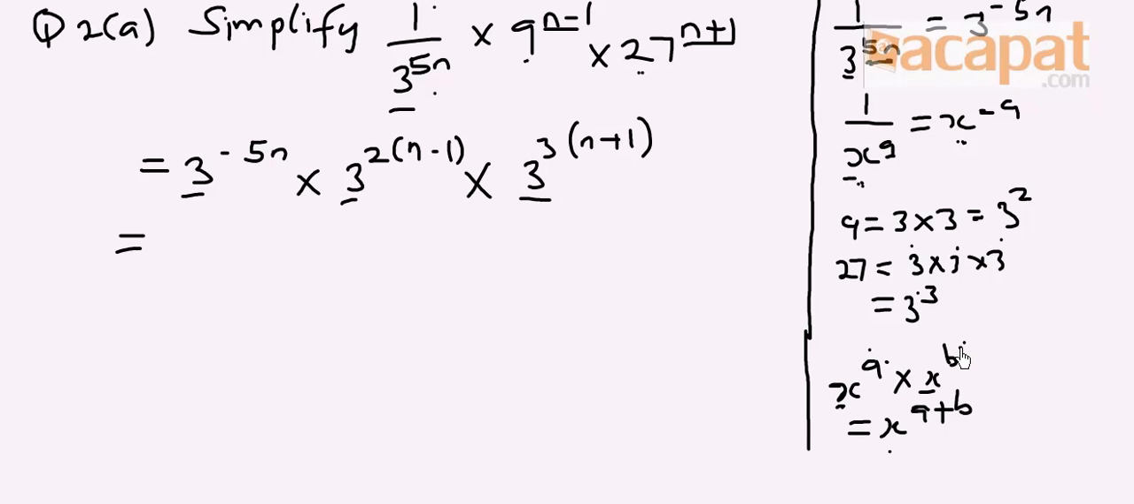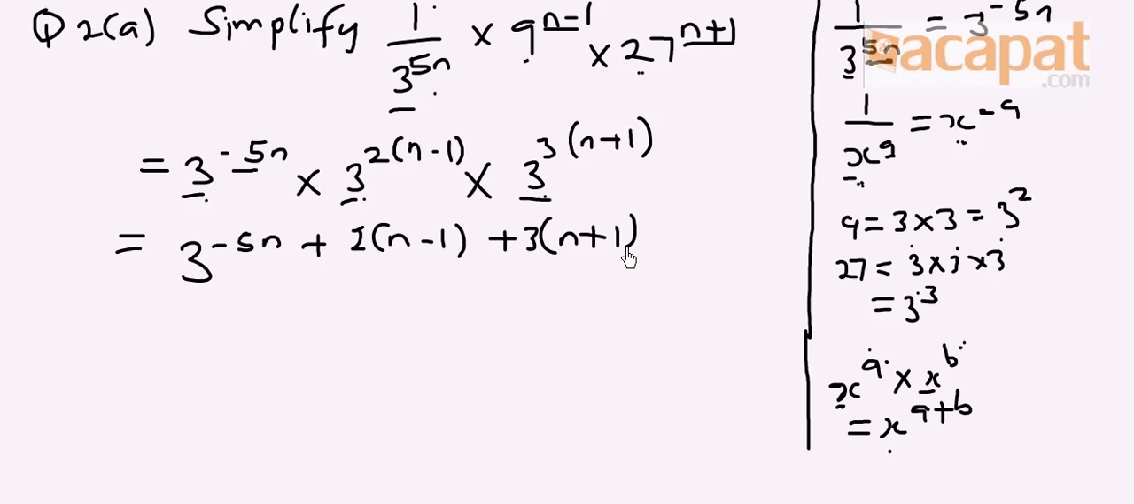In this case, we have 3 raised to the power minus 5n times 3 raised to the power 2 bracket n minus 1 times 3 raised to the power 3 bracket n plus 1. This will be equal to, we take 3 here, which is common, and add their powers. This is minus 5n plus 2 bracket n minus 1 plus 3 bracket n plus 1.